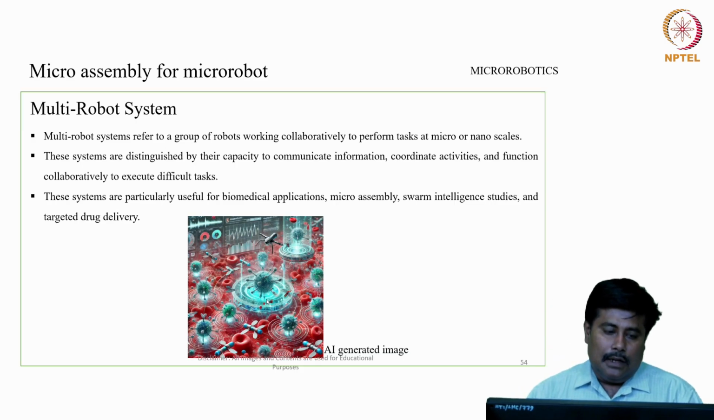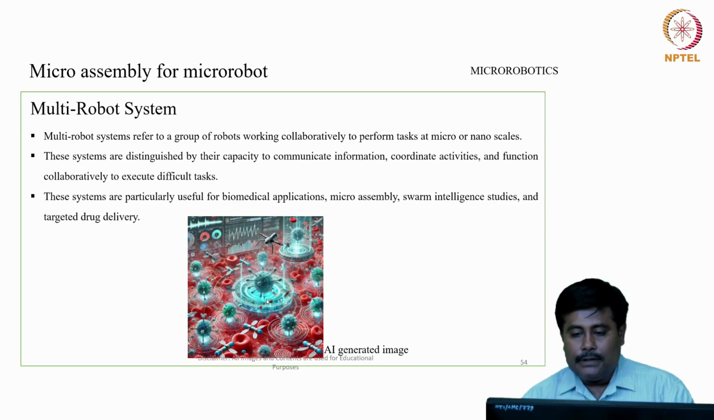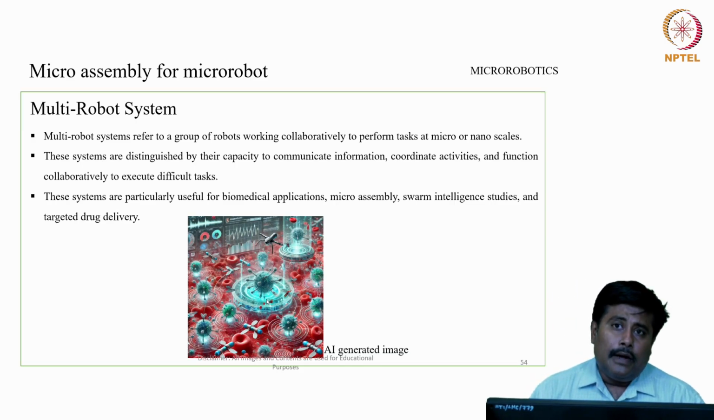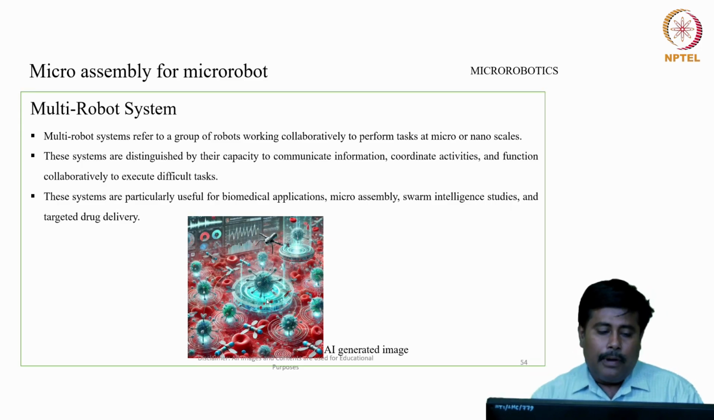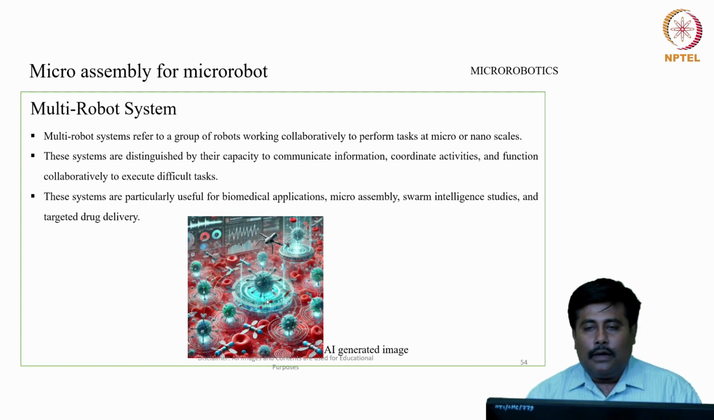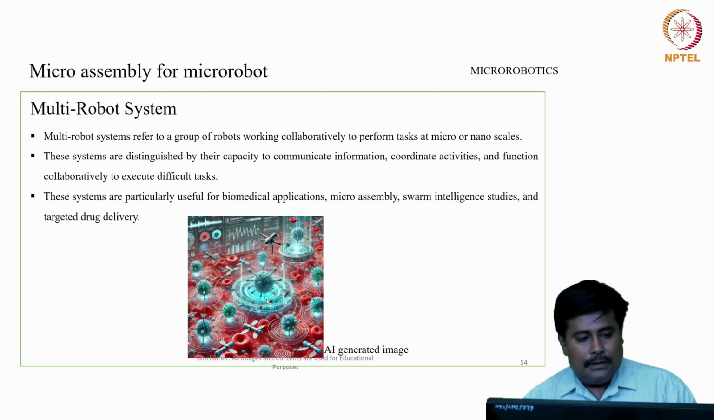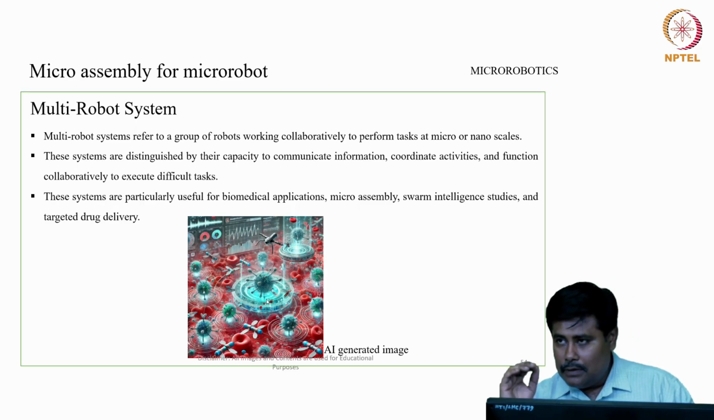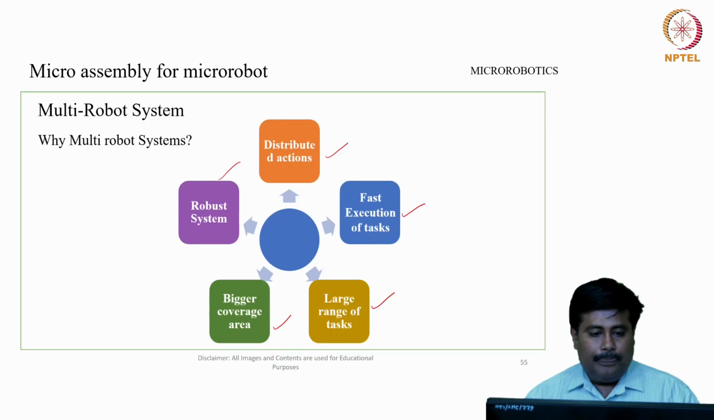These systems are distinguished by their capacity to communicate information. They are also meant for coordinating activities, are useful for collaborative functions, and take care of executing difficult tasks. These systems are particularly useful for biomedical applications, especially microassembly, swarm intelligence studies, and targeted drug delivery. Ideally, wherever we need a particular portion, we can reach that particular task and disperse the delivery.